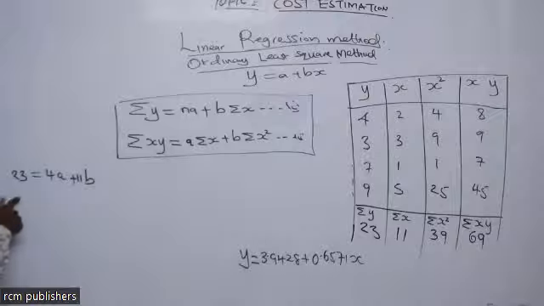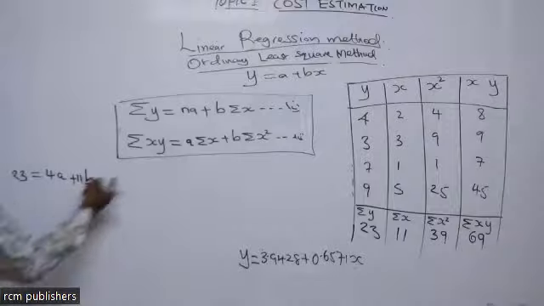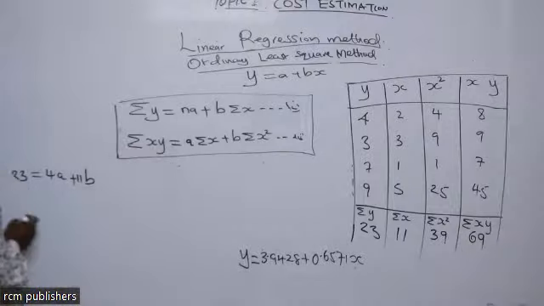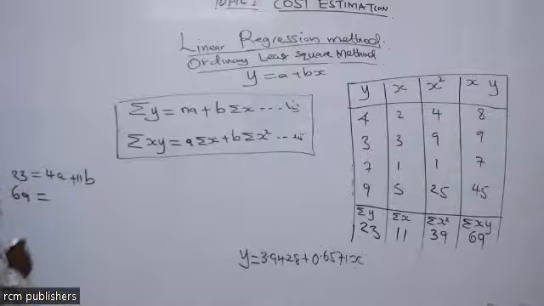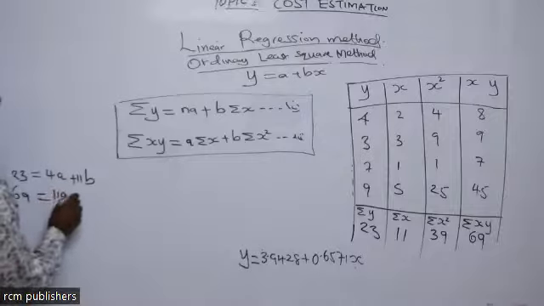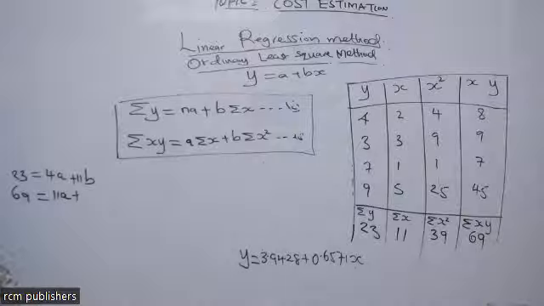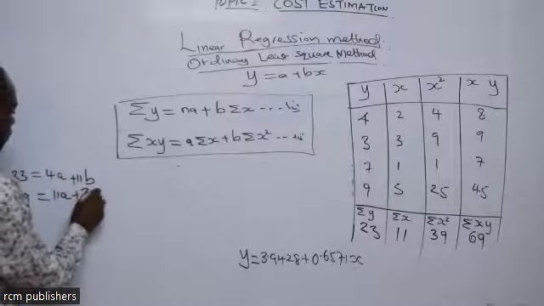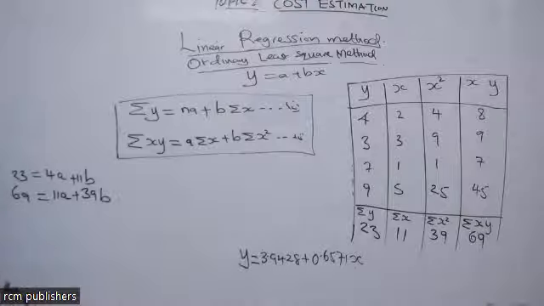Then come to this other side, summation of XY. Summation of XY, there we have 69, is equal to A, summation of X, which is 11, A plus B, summation of X squared, 39B. We have two simultaneous equations.